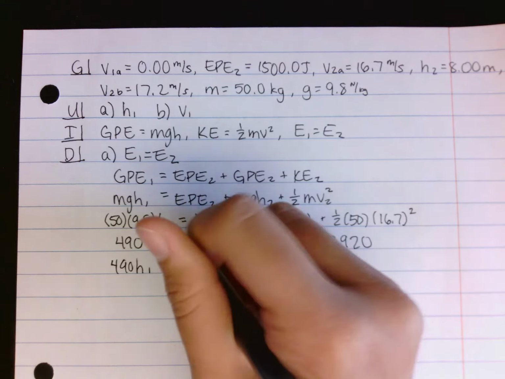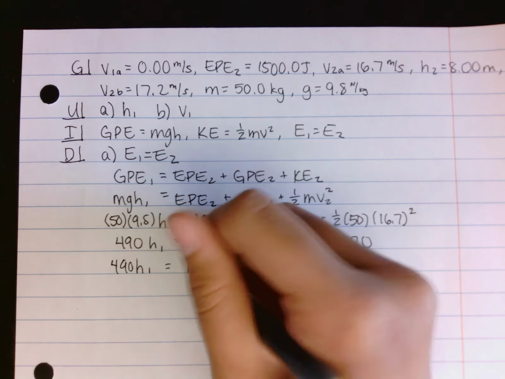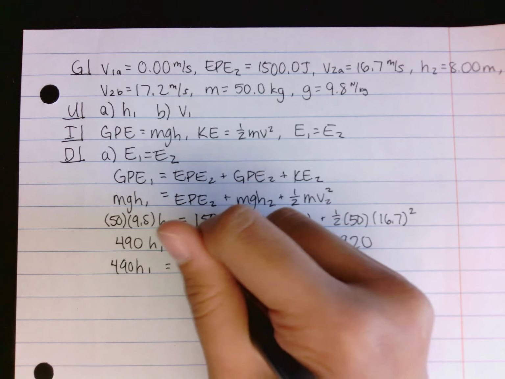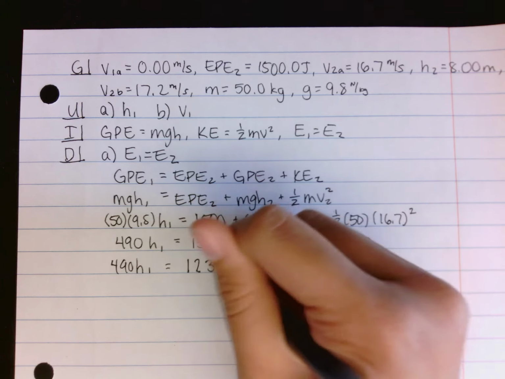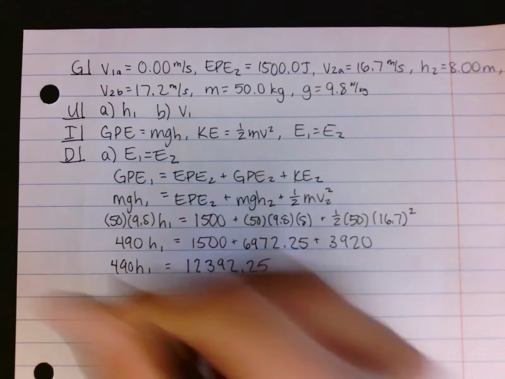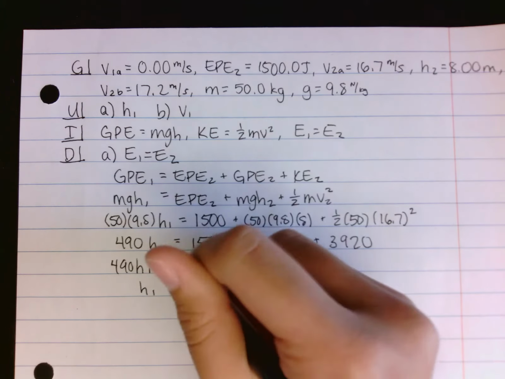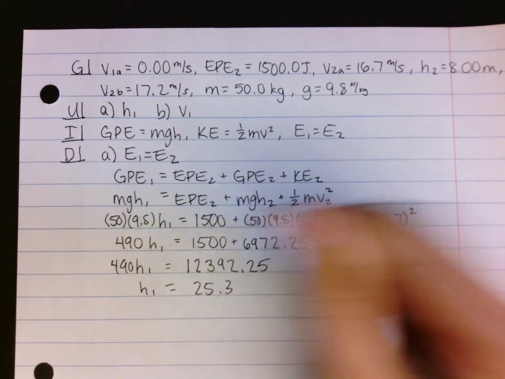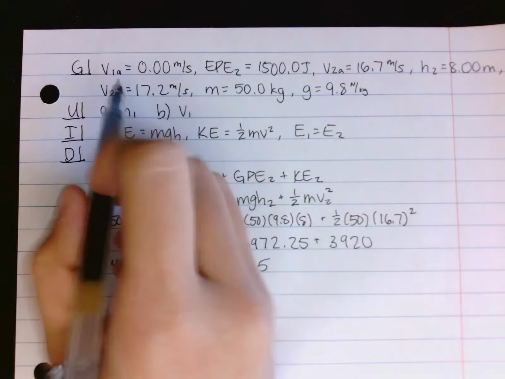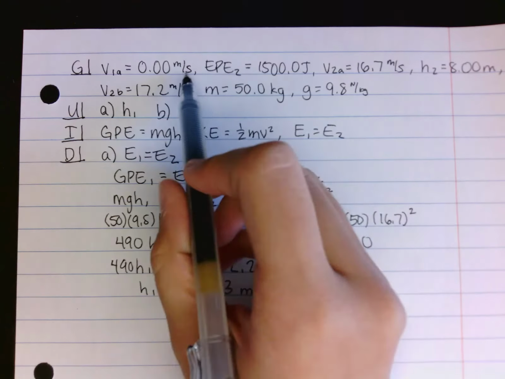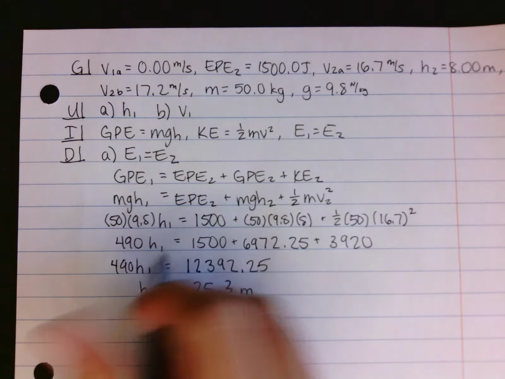And when we simplify this, we get that 490 H1 is equal to 12,392.25. So H1 is equal to 25.3 meters, since in each of these, the smallest amount of significant figures is 3.